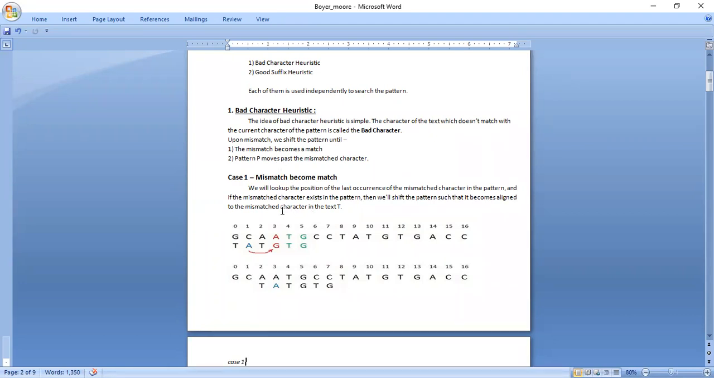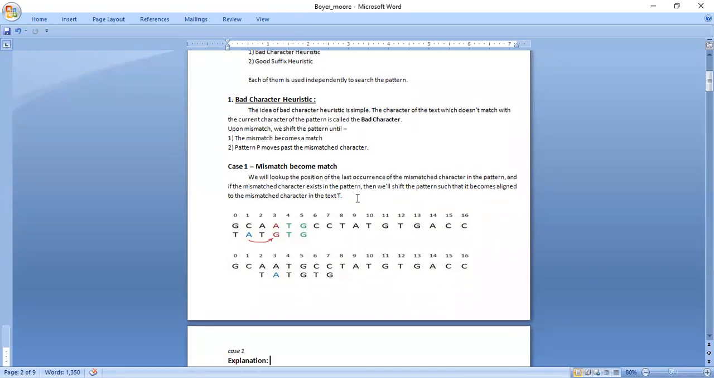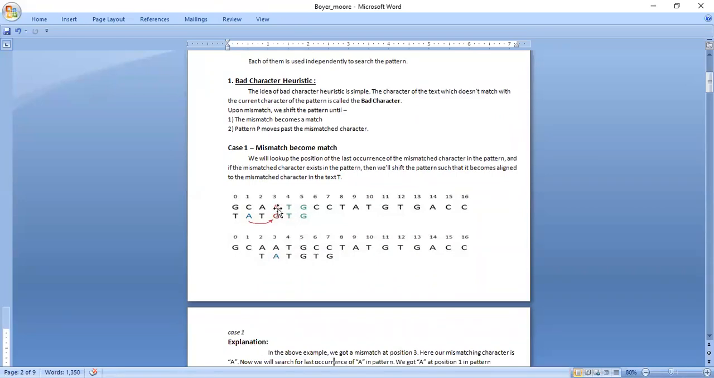We'll see this with an example. Here I have taken an example. We have already seen that a match has occurred and we have found a bad character. So first case: the mismatch becomes a match. How does a mismatch become a match? Now I got a bad character, so I'll check whether this A is present in my pattern or not. I can see, yes, it occurs at position 1. So I have to shift the pattern in such a way that A and A become a match.